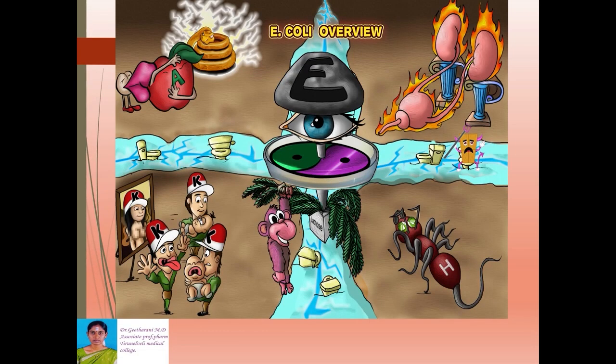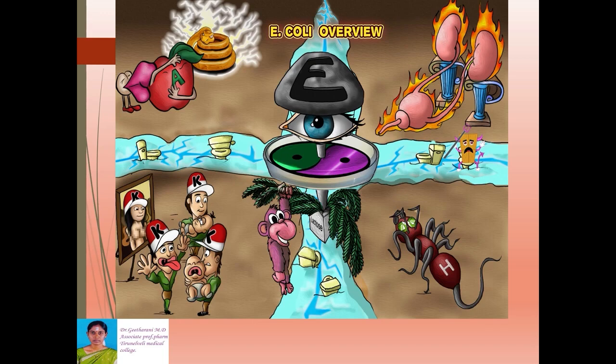So a word about E. coli. E. coli is a common organism which is commonly found in urinary tract infections. It's a gram-negative rod. So this is a rod. Gram-negative organism. In MacConkey agar it has a pink color appearance. So the picture is shown here, pink colonies on MacConkey agar.